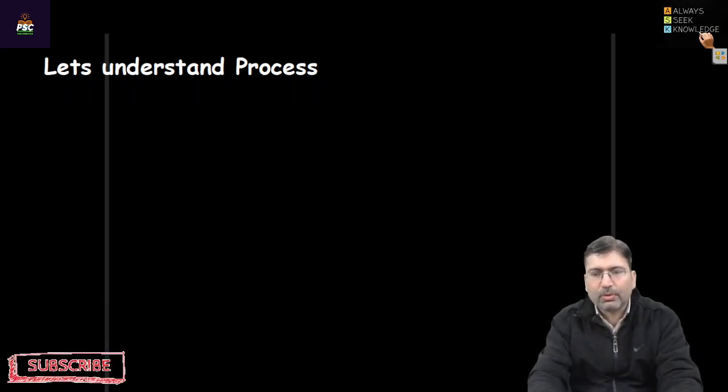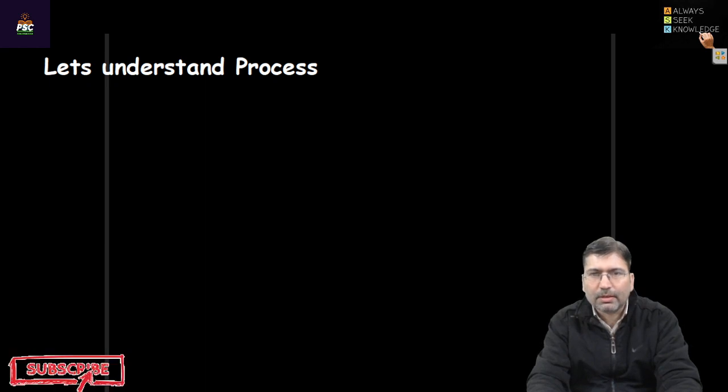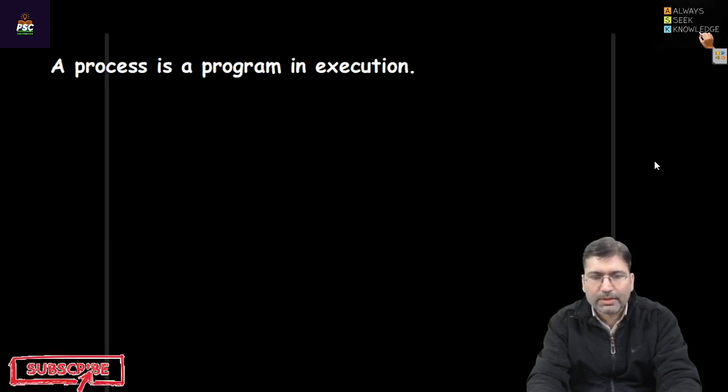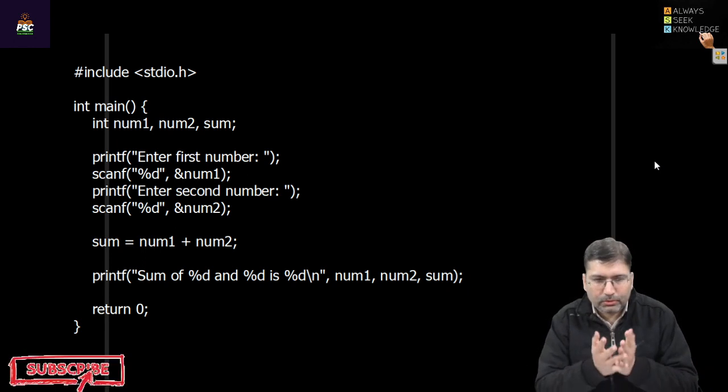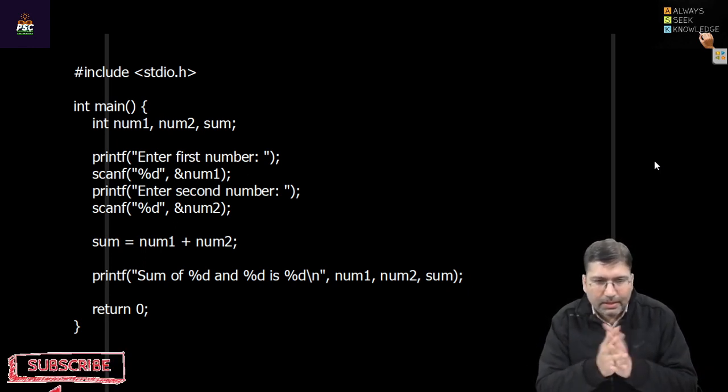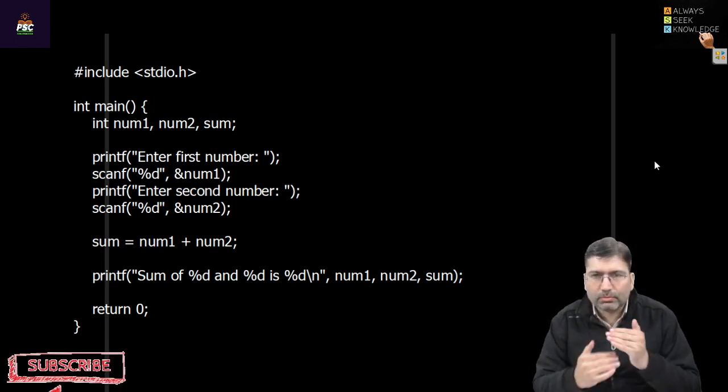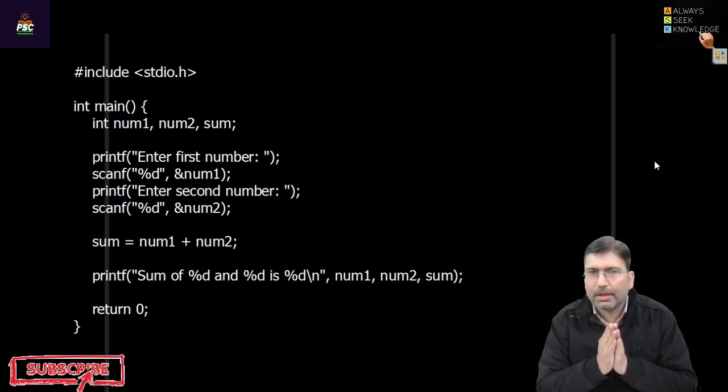If we want to add two numbers, then we can write a program for adding two numbers. Like this, we can write a program. Let's say here there are two numbers and we are trying to get the sum of these two numbers. First we are scanning two numbers, taking input from the user, and then we are adding them and then printing, right? So this is a program.